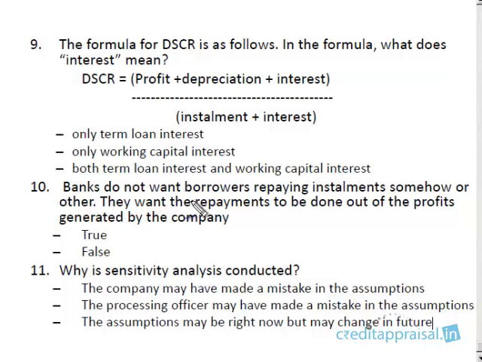Next question, question number 10. Banks do not want borrowers repaying installments somehow or the other. They want repayments to be done out of the profits generated by the company. Is it true or false? This is absolutely true.